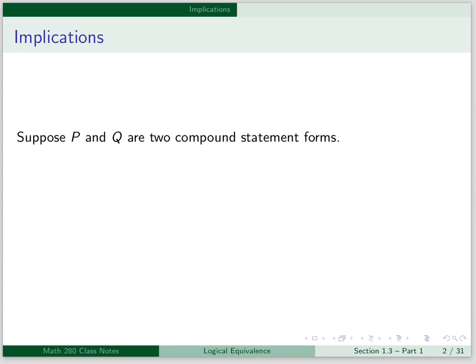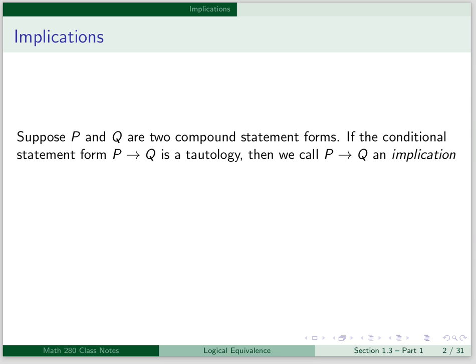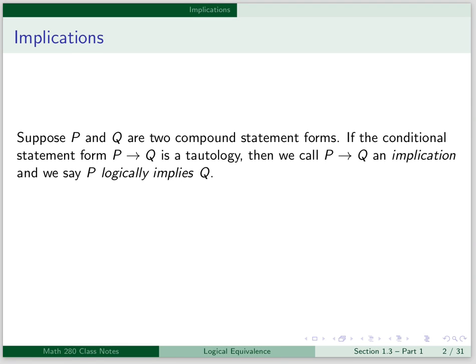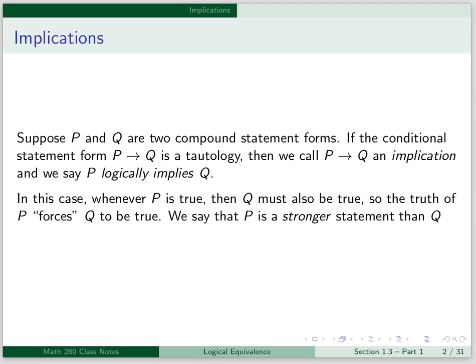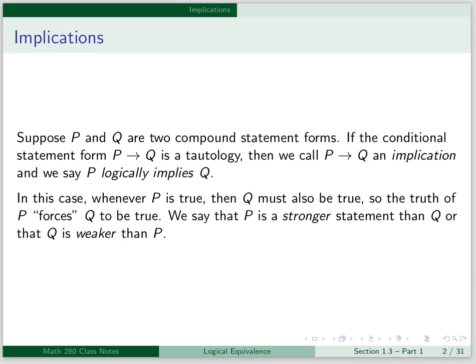Suppose P and Q are two compound statement forms. If the conditional statement form P implies Q is a tautology, then we call P implies Q an implication, and we say P logically implies Q. In this case, whenever P is true, Q must also be true. So the truth of P forces Q to be true. We say that P is a stronger statement than Q, or that Q is weaker than P.